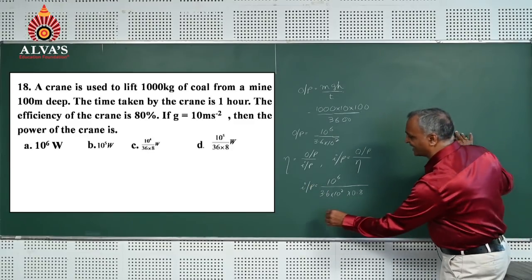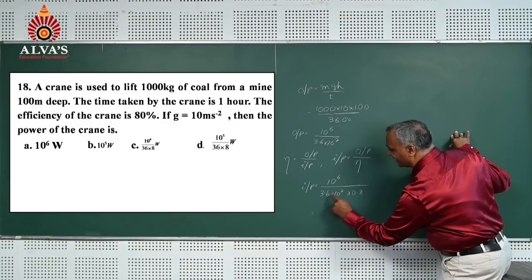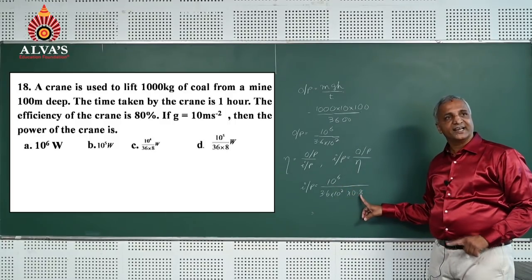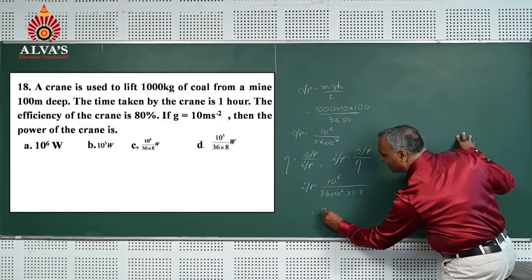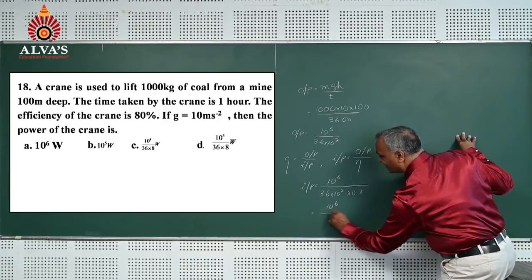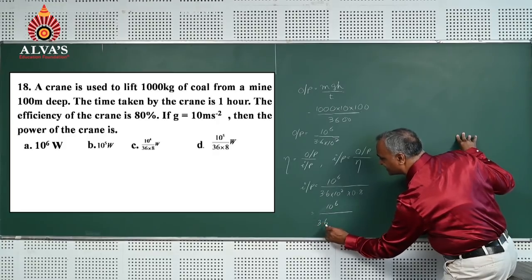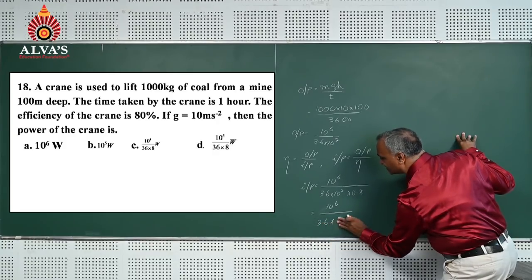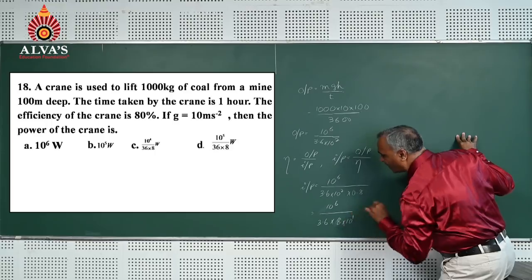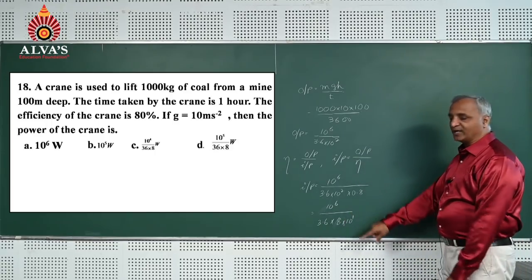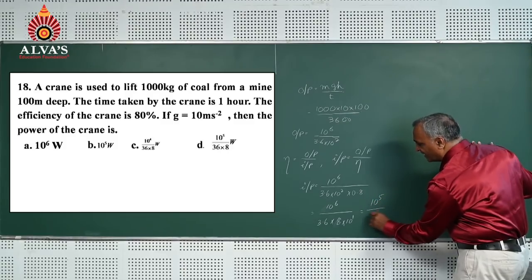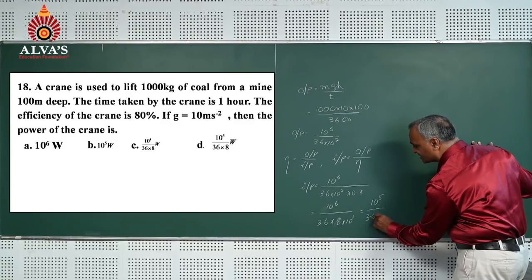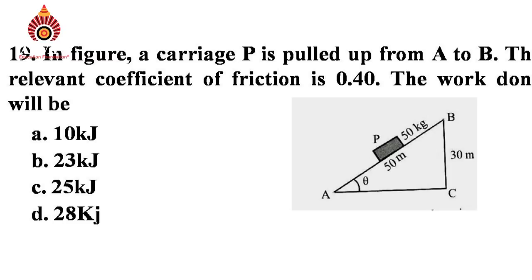So I can write this as 10 to power 6, and this I will write as 8 into 10 to power 1. So 10 to power 6 divided by 3.6 into 8 into 10 to power 1. So if I take 10 to power 1 to the numerator, it becomes 10 to power 5 divided by 3.6 into 8 watt. So I'll go for option D.